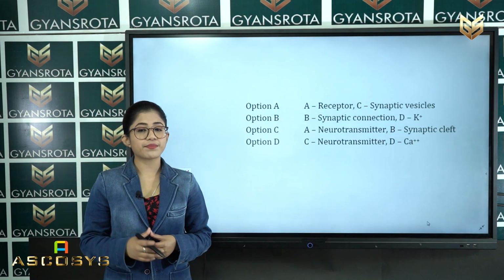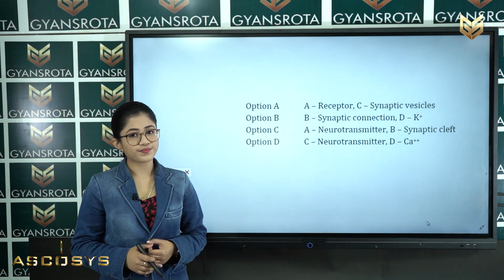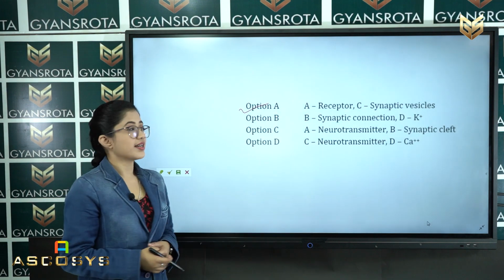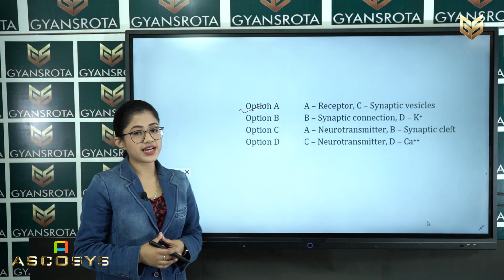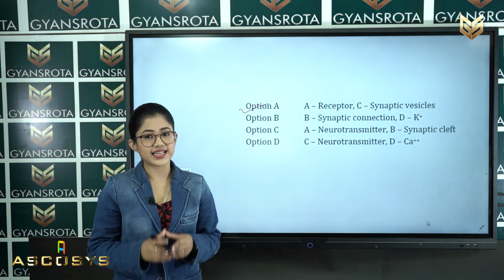Student, this is from the chapter Neural Control and Coordination. So, what is the correct answer? The correct answer is option number A. Label A is the receptor and the C is the synaptic vesicles. So, that is the correct answer.